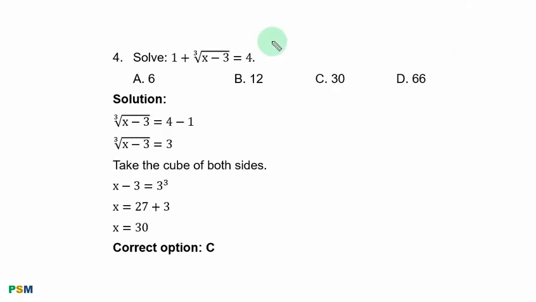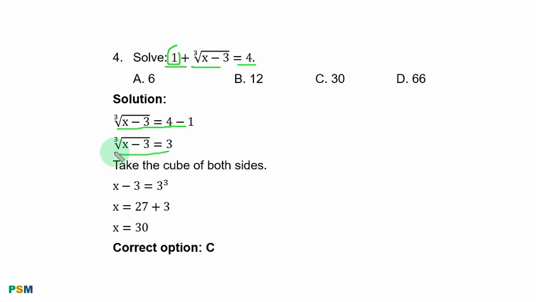Question 4. Solve 1 plus cube root of s minus 3 equal to 4. Solution. You have to collect like terms by transferring plus 1 to the right hand side. You have it in this form, and when you subtract the right hand side, you have 3. To get s minus 3 first, you need to take the cube of both sides in order to counter the cube roots in the left hand side.